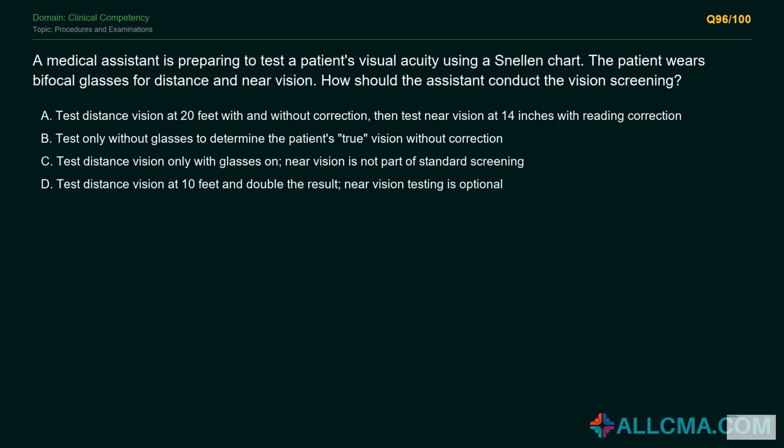Option A, test distance vision at 20 feet with and without correction, then test near vision at 14 inches with reading correction. Option B, test only without glasses to determine the patient's true vision without correction. Option C, test distance vision only with glasses on. Near vision is not part of standard screening. Option D, test distance vision at 10 feet and double the result. Near vision testing is optional.